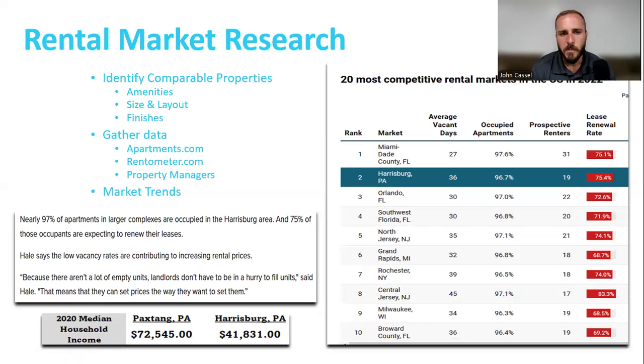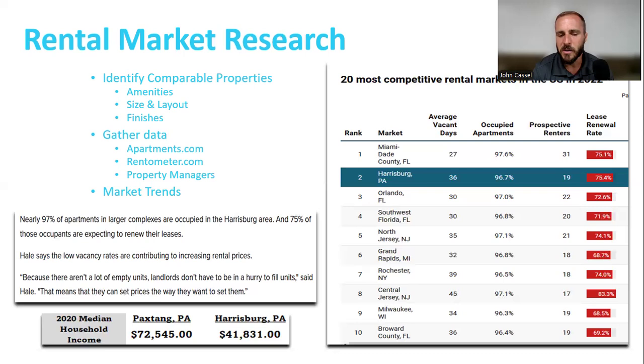So when you're doing the market rent research for what you project them to be post renovation, you've got to do a couple things. You've got to identify comparable properties. These are properties that have the same amenities that you're going to go for, same size and layout as the property that you're looking at, same kind of finishes that you'll be looking for. That all makes sense. You want to compare apartments that you're doing, or what they're going to be when you're done, to other ones in the area to get the best idea of what that's going to be.